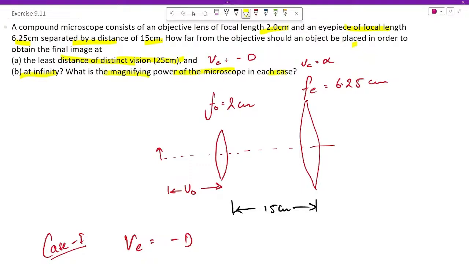Now here we have been given a compound microscope of which the objective has a focal length of 2 centimeter and the eyepiece has a focal length of 6.25 centimeter. We have to find out how far from the objective an object should be placed.